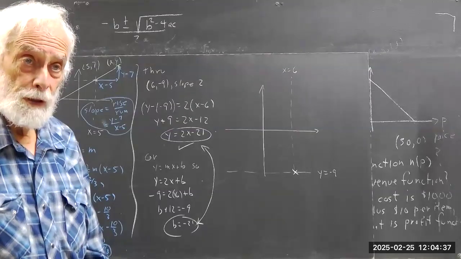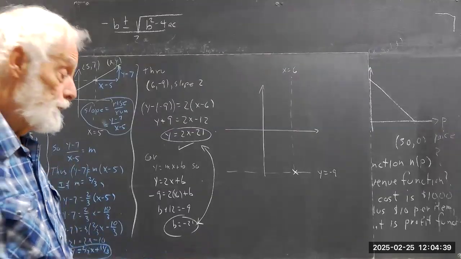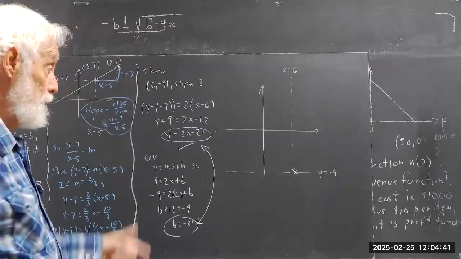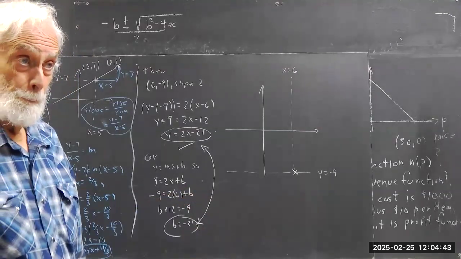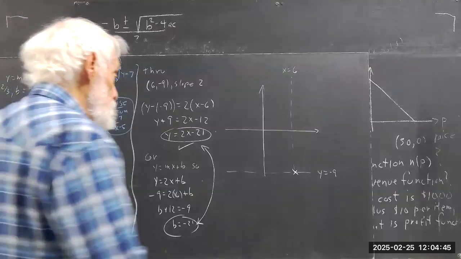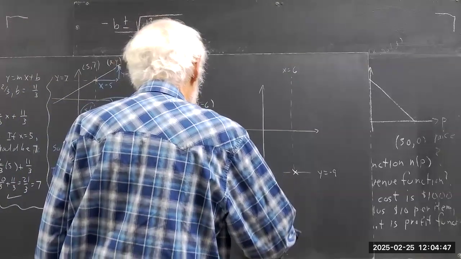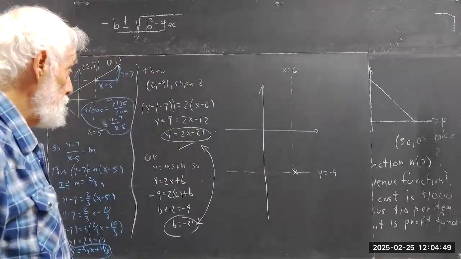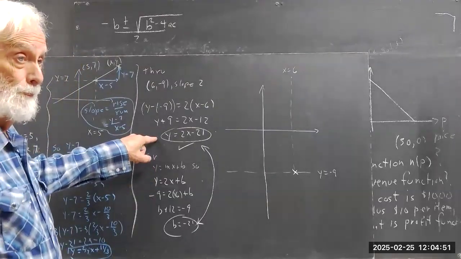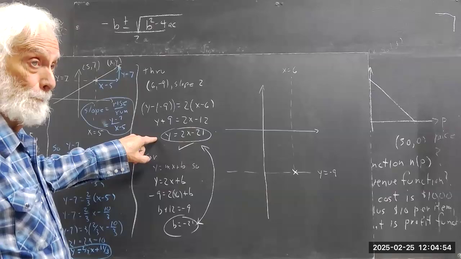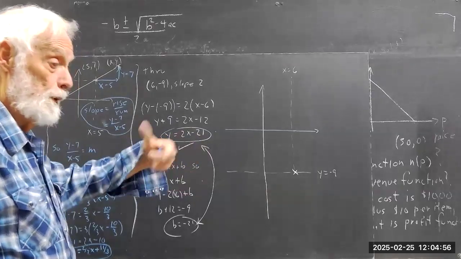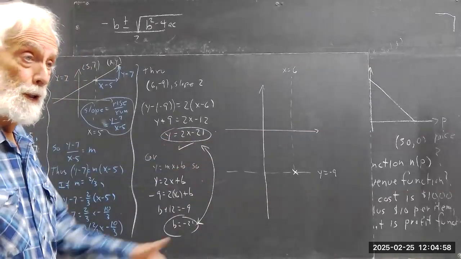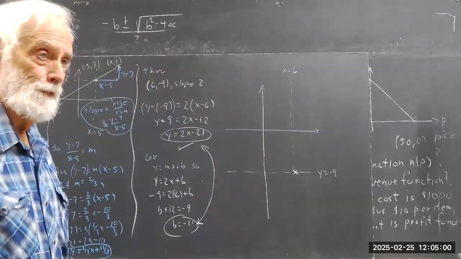Can I get another point on this line? I get the x-intercept or the y-intercept, right? In fact, let's just go ahead and get them both. Now, I'm not going to write it out. How do we get the x-intercept? We let y equal 0. Right? That gives us 2x minus 21 equals 0. So x equals 10.5.